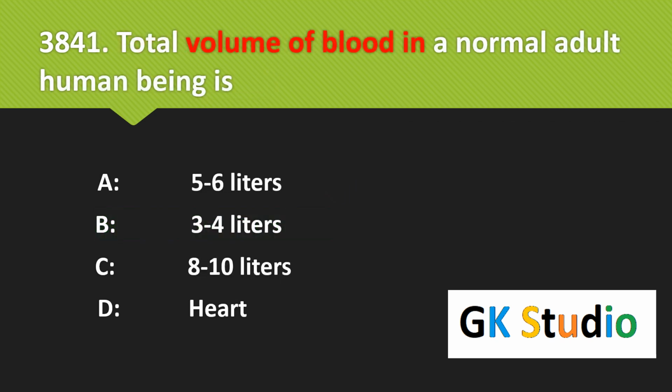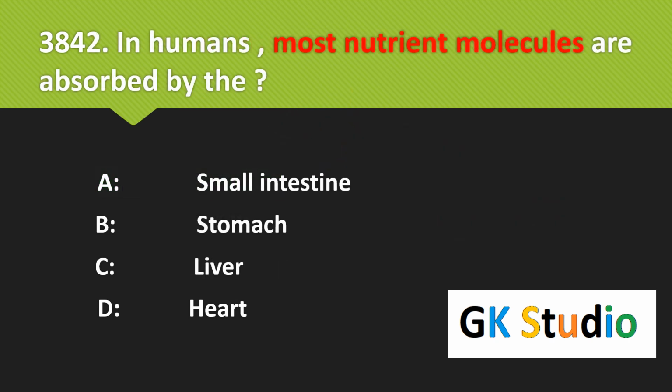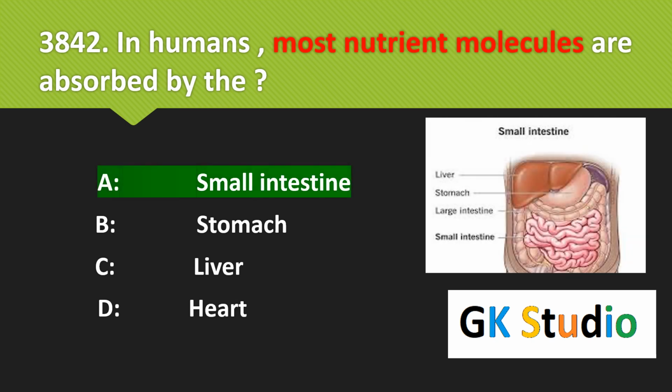Total volume of blood in a normal adult human being is 5 to 6 liters. 5 to 6 liters is the average normal adult volume of blood in a human being. In humans, most nutrient molecules are absorbed by the small intestine. Most nutrients are absorbed in the small intestine.